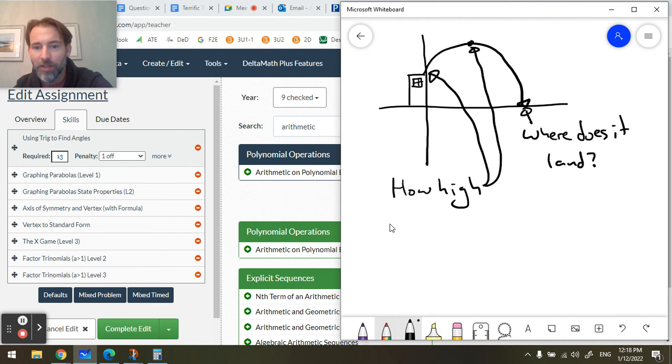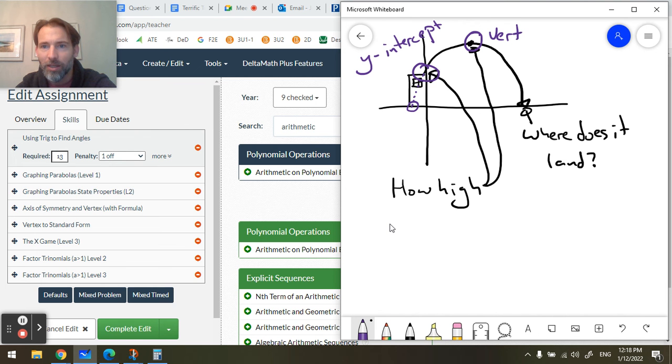Now each of these different points has a different name. This is the y-intercept. If I continued this parabola back in time, it would have a zero down there. But this doesn't exist in the world, right? It gets launched at time zero, so this is the only part that we're considering. This here is the vertex, and that's what we're focused on finding today.